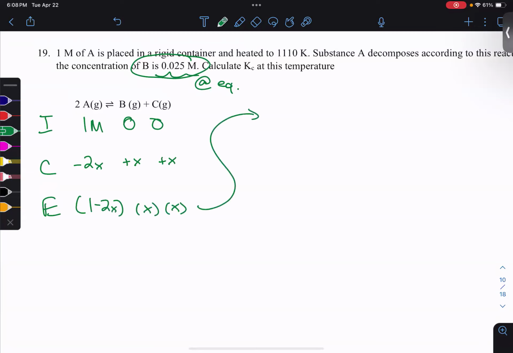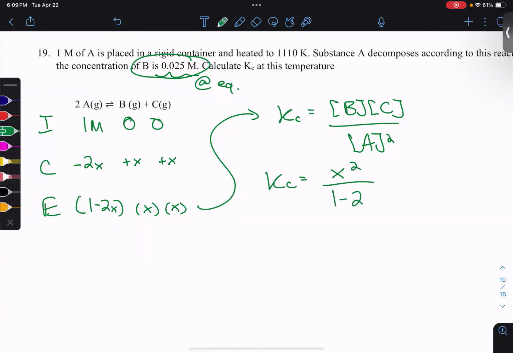And so like always, we want to write our K expression. It's B concentration times C concentration over A concentration squared, but it's the equilibrium concentrations that go there. So Kc is equal to x squared over (1 minus 2x) squared. Do I want to make an approximation here? No. Why? We have x. Very good. I tried to trick you. In this example, we don't want to approximate.